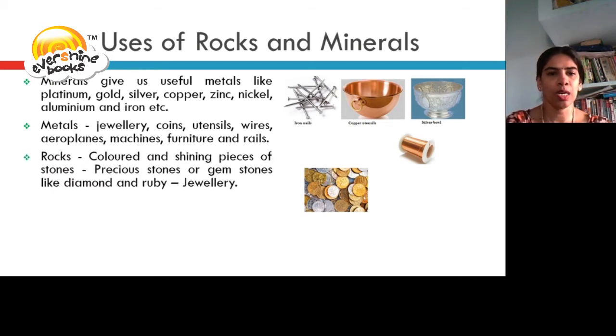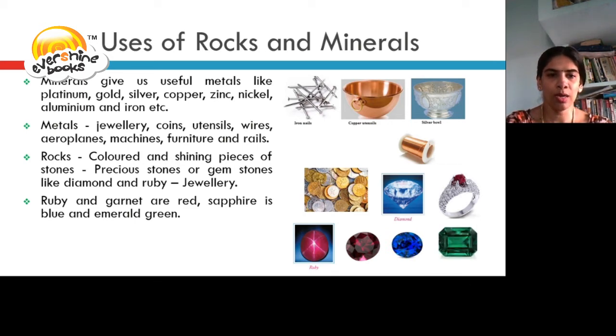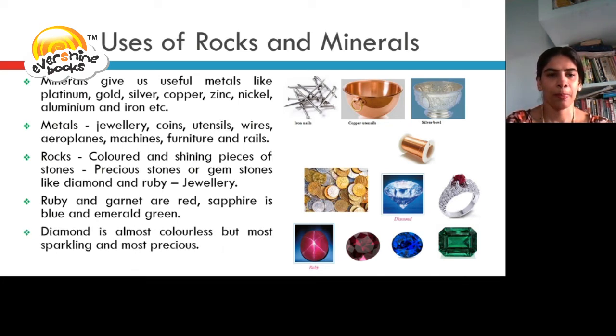There are rocks which are colored and shining pieces of stones. These colored ones are called precious stones or gemstones, like diamond and ruby. We can prepare jewelry from them. Ruby and garnet are red in color, while sapphire is blue in color. Emerald is also a precious stone which is green in color. Diamond is almost colorless but the most sparkling and most precious one.